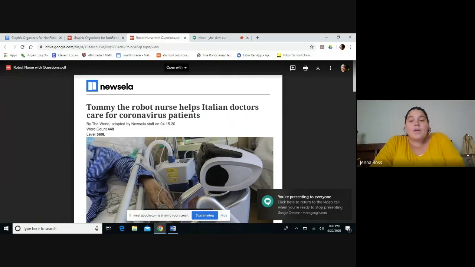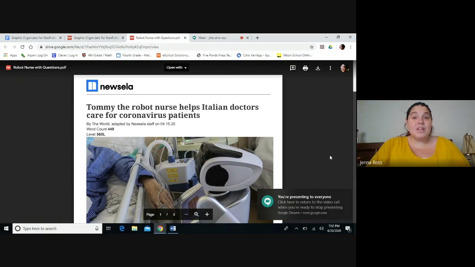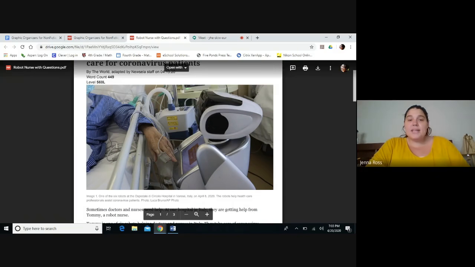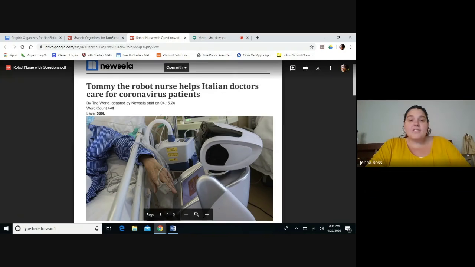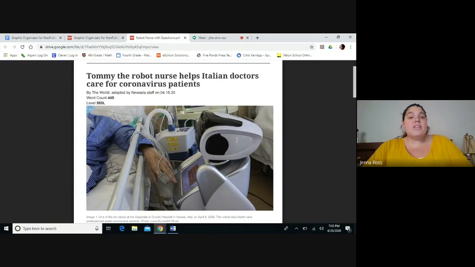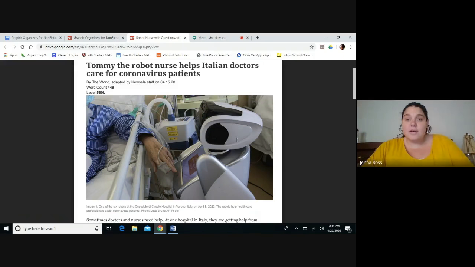So today we're going to read a new passage, and this one is actually really cool because it is related to what's going on in the world right now. The title of this, I called it Robot Nurse, but it says Tommy the Robot Nurse helps Italian doctors care for coronavirus patients. Based on the picture and the title, we're going to be talking about this little guy right here who is a robot that's helping with the care of coronavirus patients. I think that's really cool and something that you guys probably would be interested in hearing about.